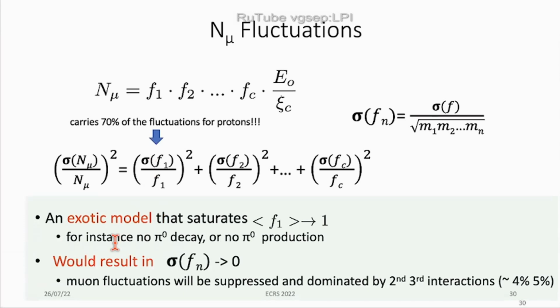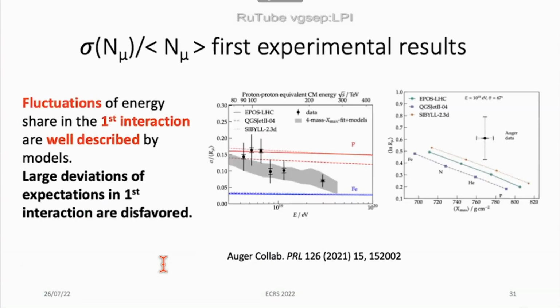For instance, in showers with no pi zero decay, where all the energy is kept in the hadronic component of the shower, we basically don't have fluctuations. And this can be used to put limits on Lorentz invariance violation, because then the pi zero decay would be suppressed. So here I report, and I'm about to finish.